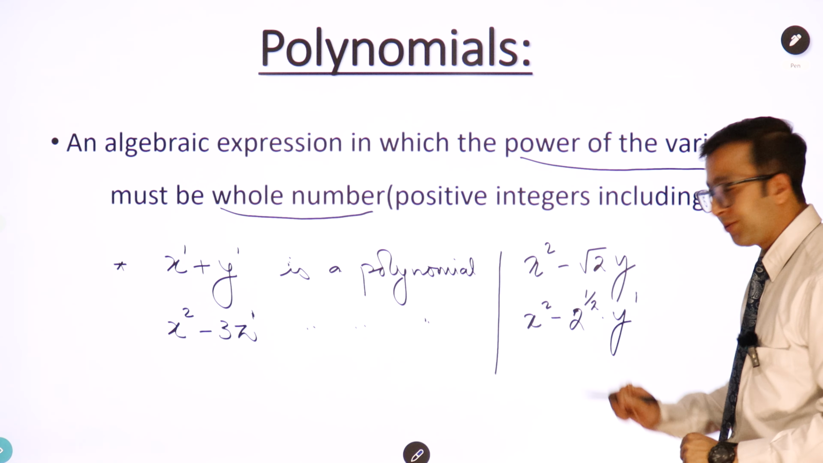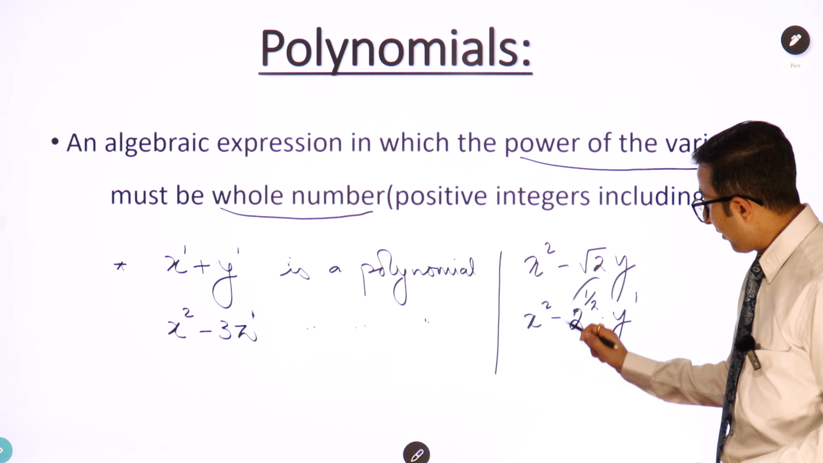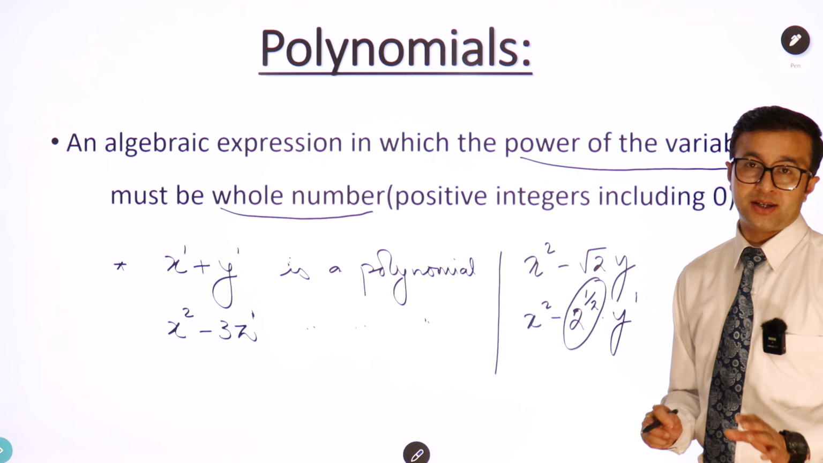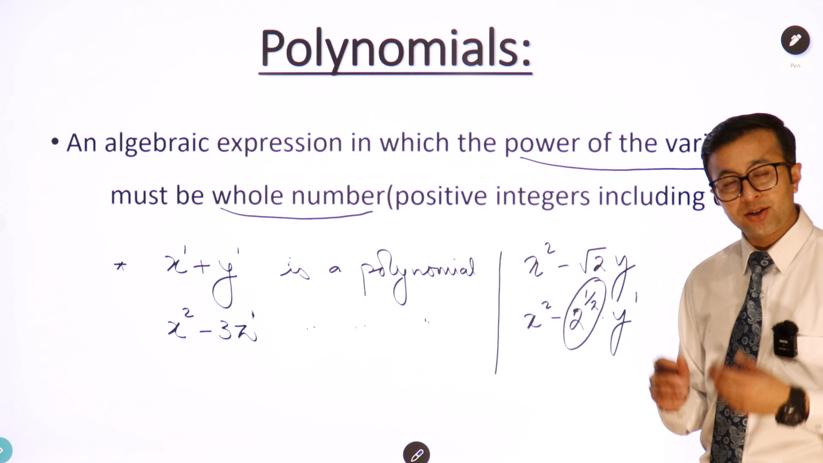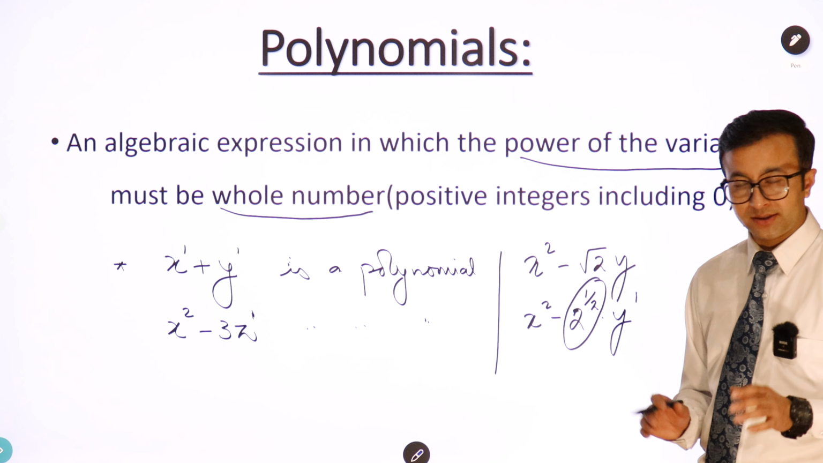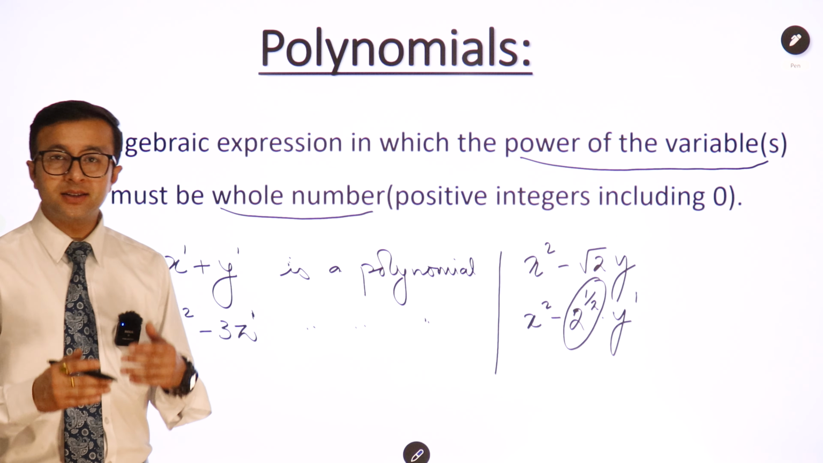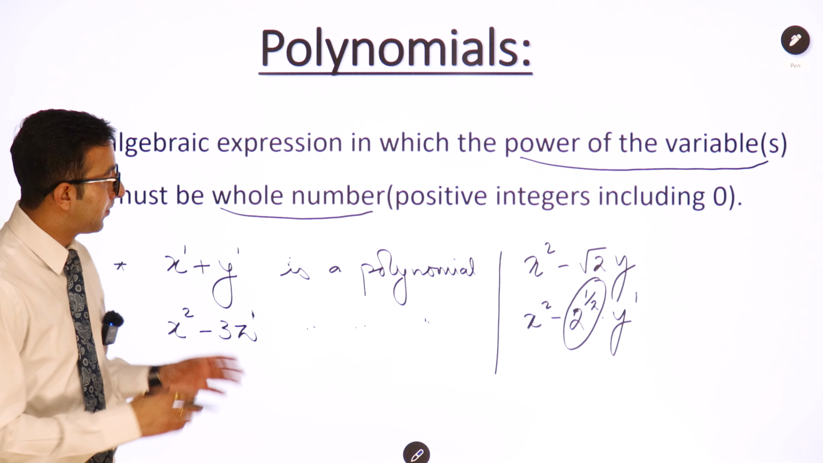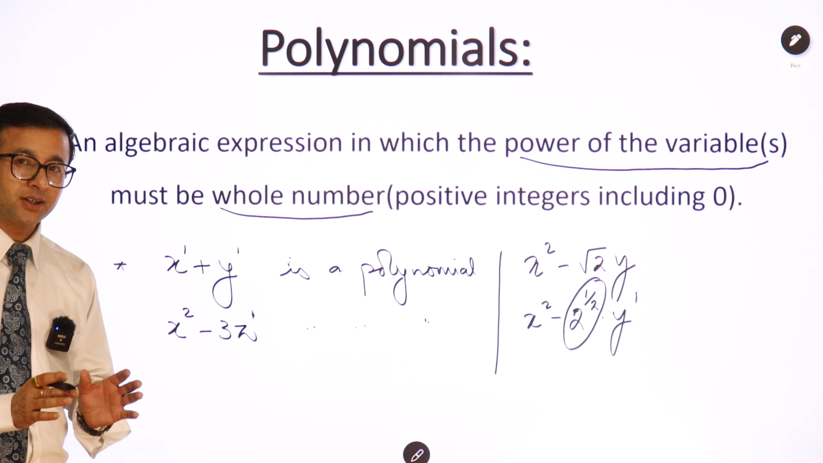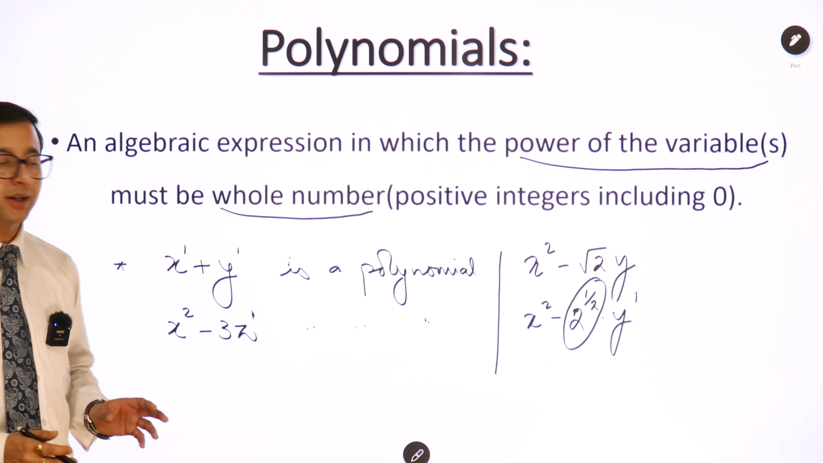The power of x is 2, that is a whole number. Power of y is 1, that is a whole number. We don't have to see the power of the constant, we only have to check the power of the variable. If that is a whole number, then this is a polynomial. In higher classes, more about the form of a polynomial will be discussed later. For now, you are only supposed to understand that a polynomial is an algebraic expression in which the power of the variable is a whole number.